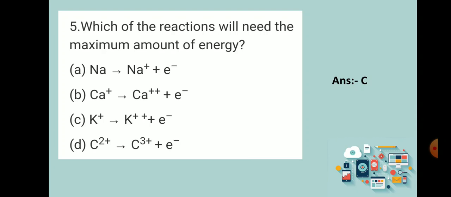Ca plus contains 19 electrons, and if we remove another electron, it will attain a stable noble gas electronic configuration, and so it will require a minimum amount of energy. Whereas in option D, C 2 plus will have 4 electrons. Removing another one does not affect the stability, so it will also require a minimum amount of energy. But for option C, removing an electron from the stable electronic configuration of a noble gas is very difficult, requiring a maximum, larger amount of energy.